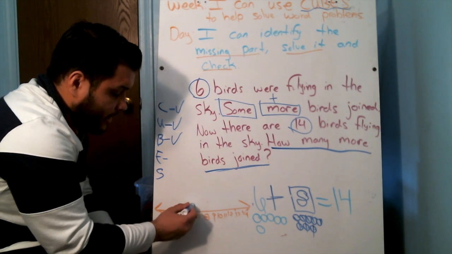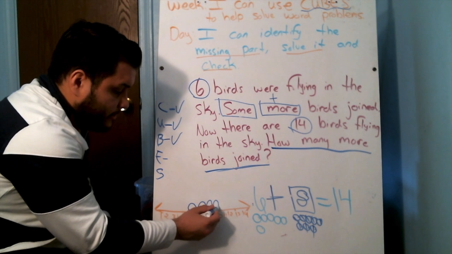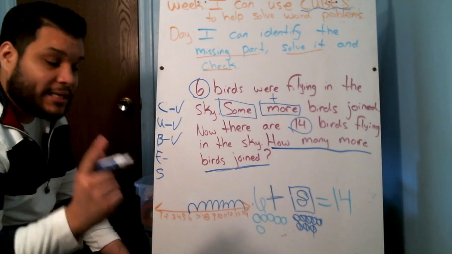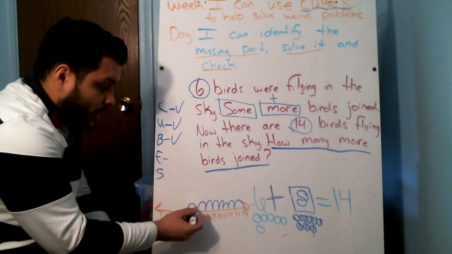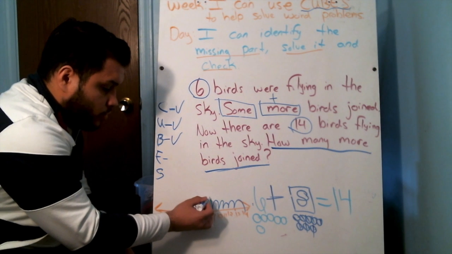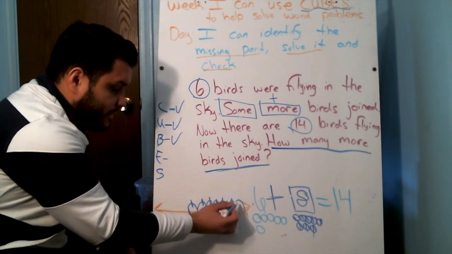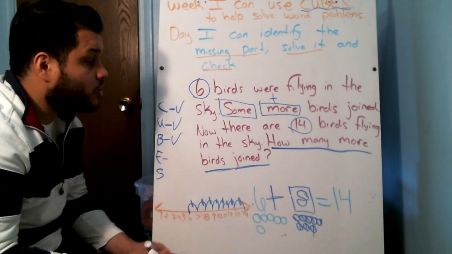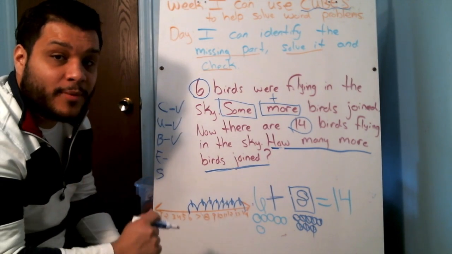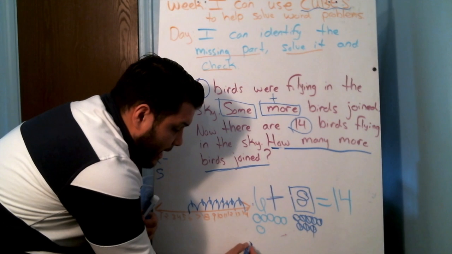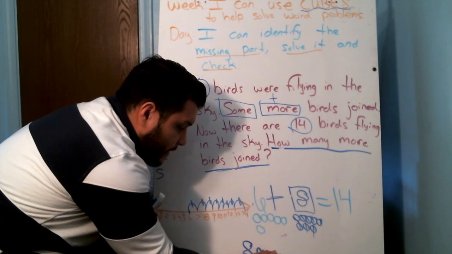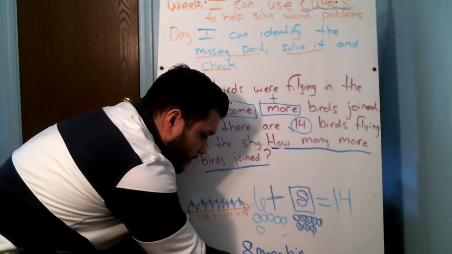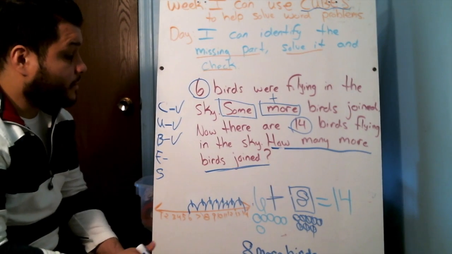So let's count. Ready? 6 and then 7, 8, 9, 10, 11, 12, 13, 14. I want to see how many spaces I've moved. So I'm going to put little lines on my mountaintops to see. So I moved 1, 2, 3, 4, 5, 6, 7, 8. Does 8 equal 8? Yes, it is the same numbers. So how many more birds joined? Because remember, I want to label my answer. How many more? Yes, 8 more elephants? No, 8 more birds. 8 more birds. That is my answer.